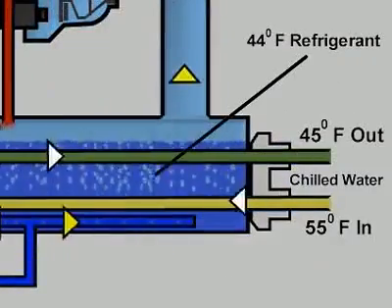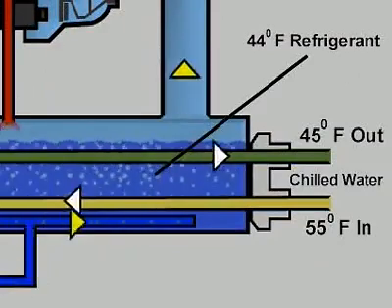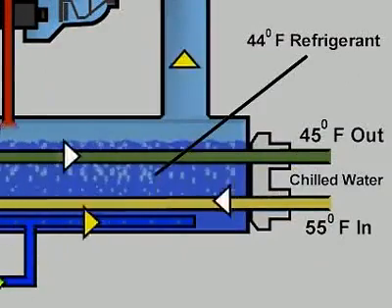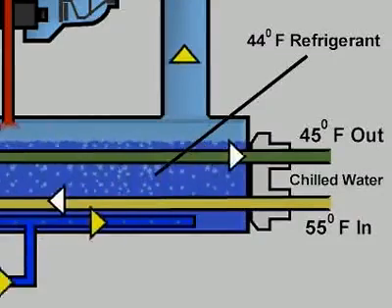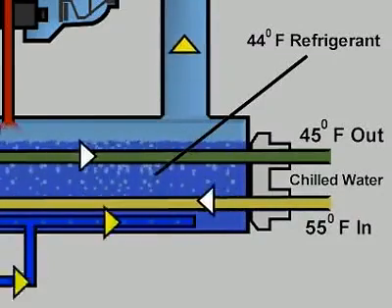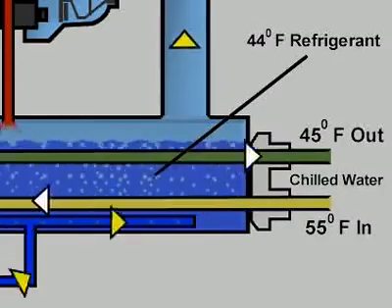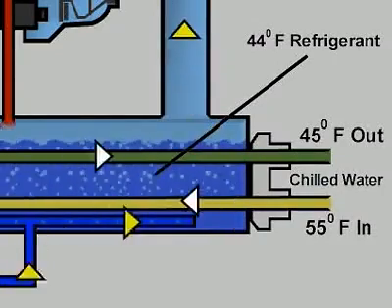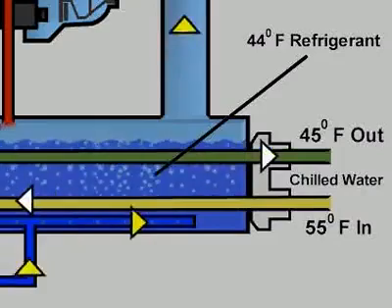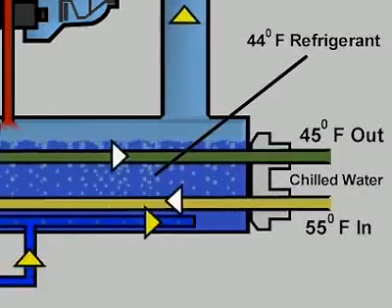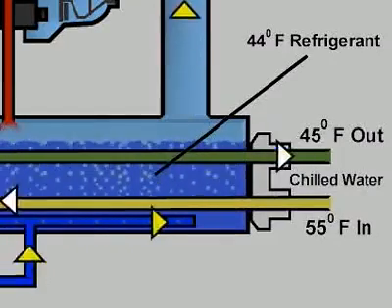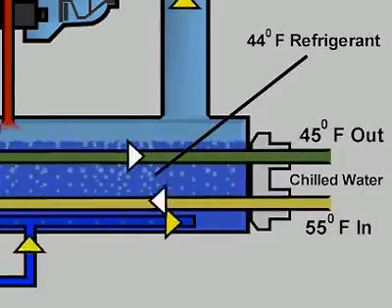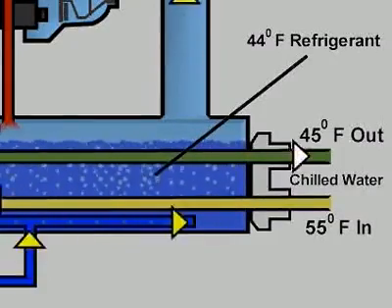The 44-degree liquid refrigerant picks up heat from the chilled water flowing through the tubes, causing the refrigerant to evaporate and cooling the chilled water from 55 degrees to 45 degrees. This chilled water is distributed to fan coils, which cool, dehumidify, and filter the indoor air. There is very little superheat in the vapor leaving the flooded evaporator.